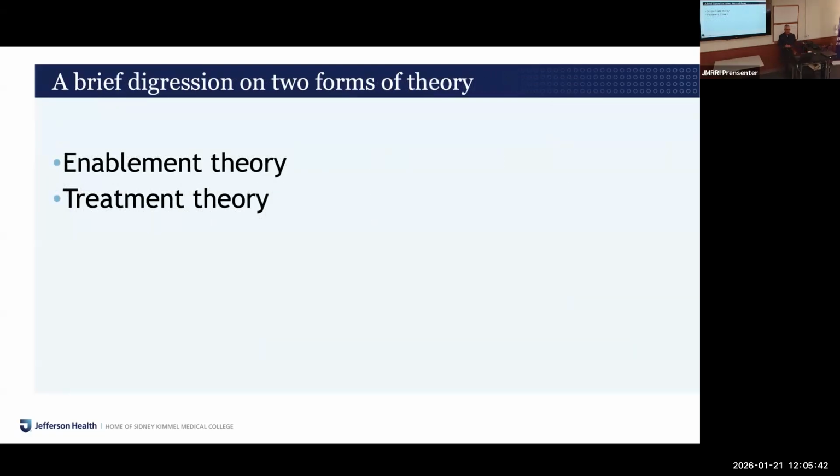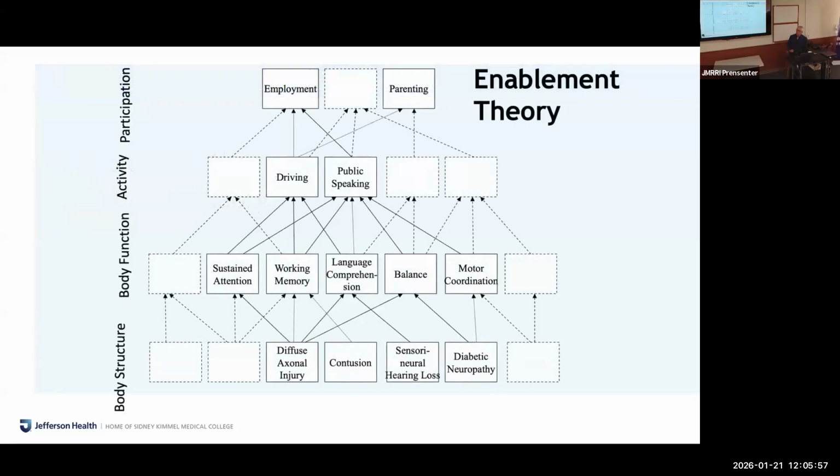Now, before I get into more detail, let me quickly take you on a whirlwind tour through two broad classes of theory that are relevant to rehabilitation research and practice: enablement theory and treatment theory. Enablement theory is really talking about the relationships among different kinds of functions in an ICF-type functional landscape.